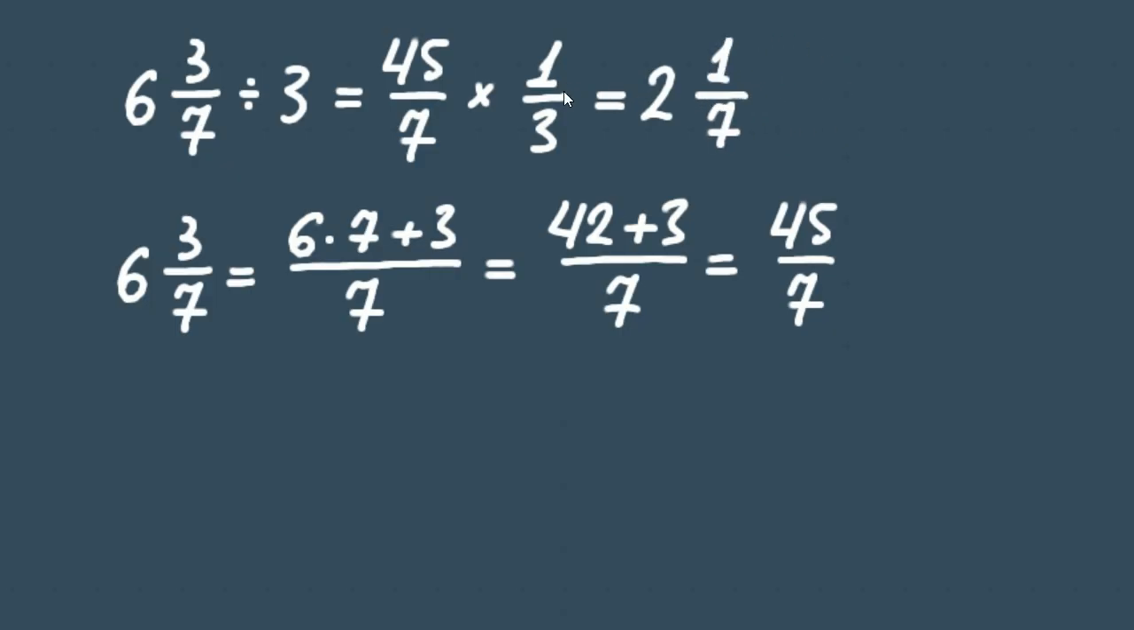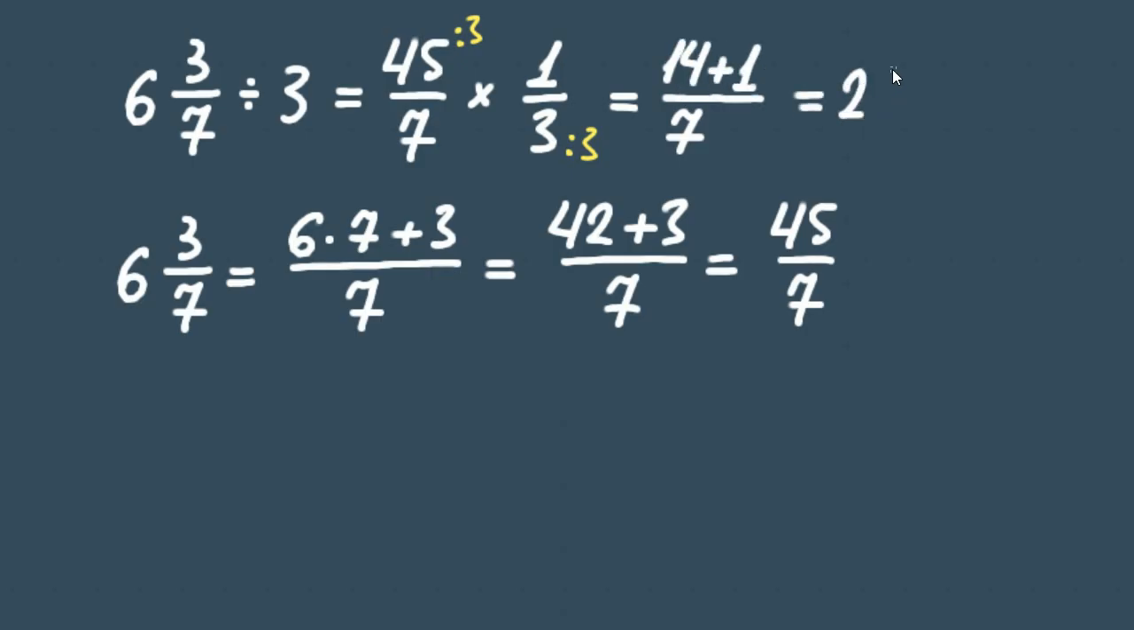Here, when I multiplied two fractions, I could have done it a little differently. It was possible to reduce the numerator of the first fraction and the denominator of the second fraction by dividing them by 3. Here I get 15. And here 1. From the fraction 15/7, I select a whole part. And so I would get the same result, 2 and 1/7.